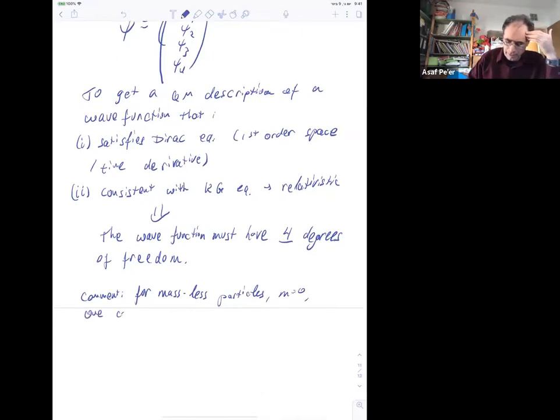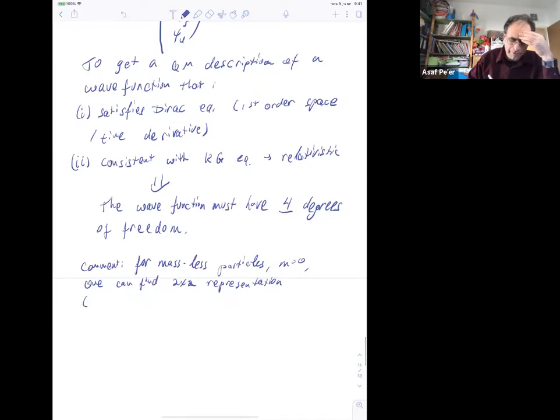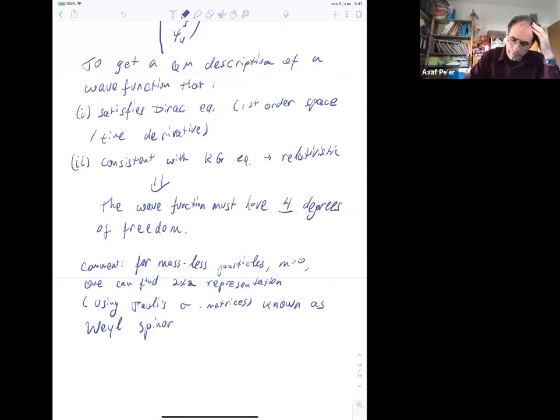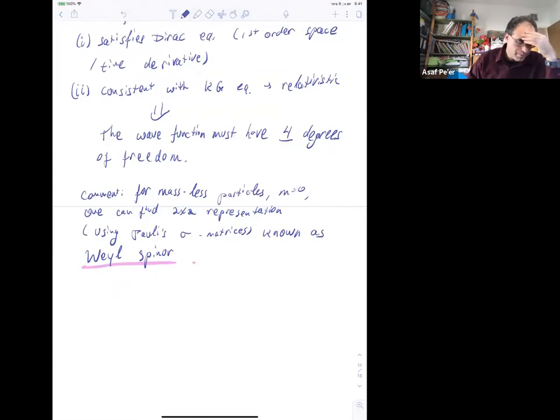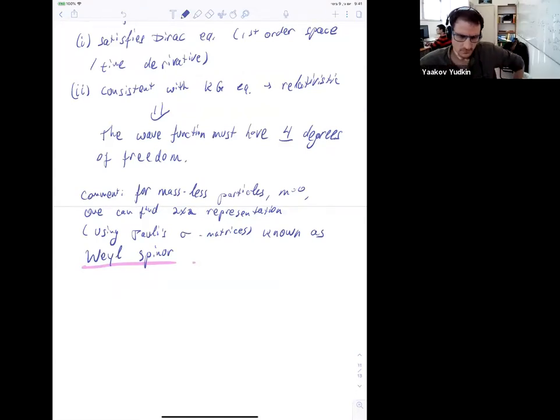One can find a 2 by 2 representation. Often, you don't have to, but this is the most common one, using Pauli matrices. This is known as Weyl spinor, after Hermann Weyl.